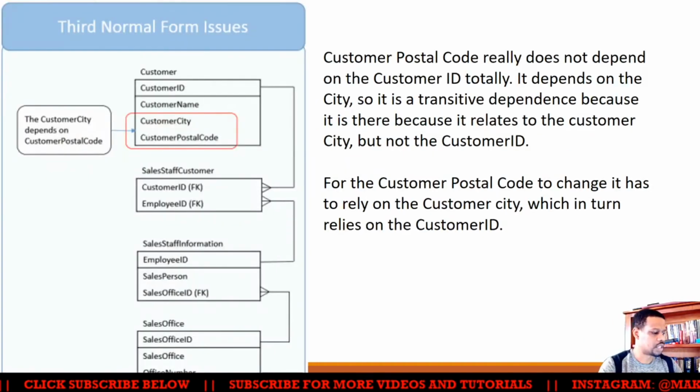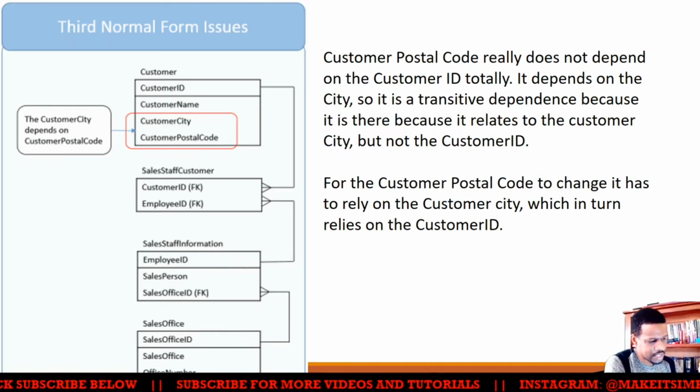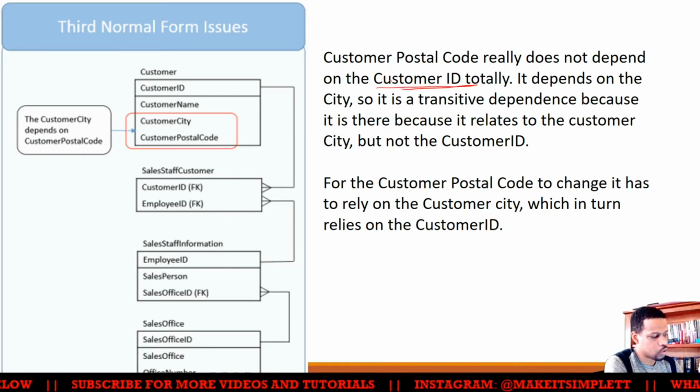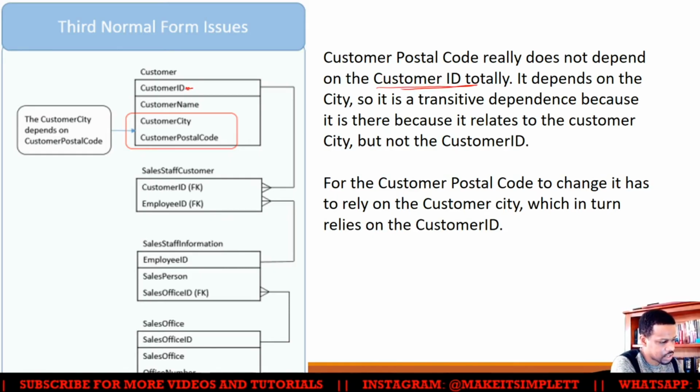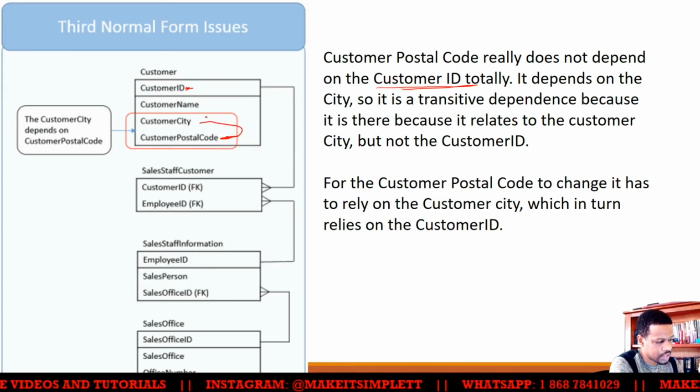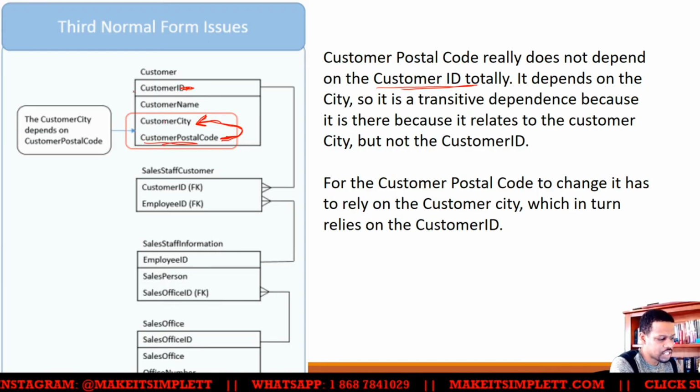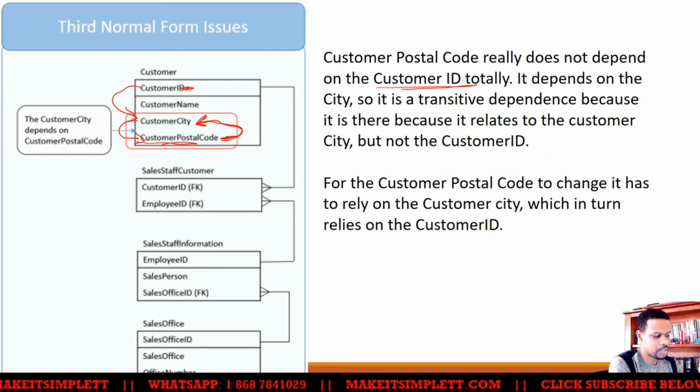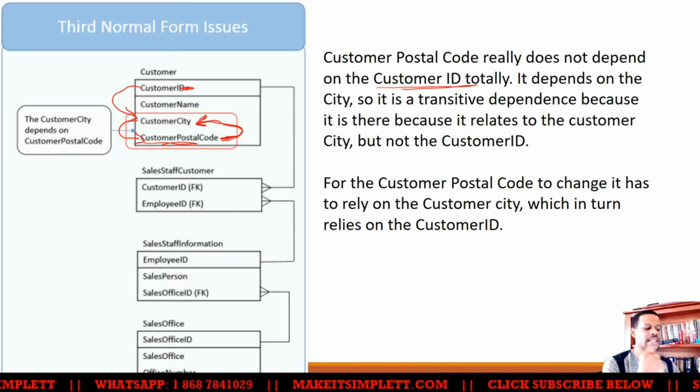So watch the concept now. In this same table that we had here, customer postal code really does not depend on the customer ID totally. If the customer ID changes, the postal code doesn't really depend on the customer ID. What the postal code really depends on is the city. So yes, it is in second normal form because it does depend on customer ID. If the customer ID changes, it does change, but it only changes because the customer ID changes the customer city, and then the customer city is going to change the postal code. So that's why you call that transitive dependence.